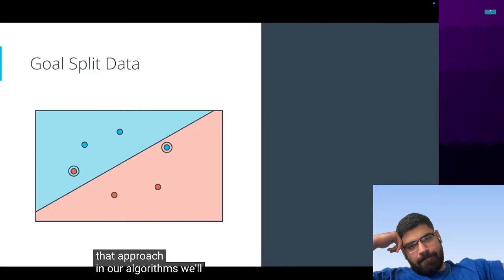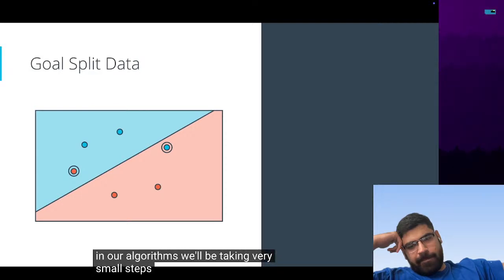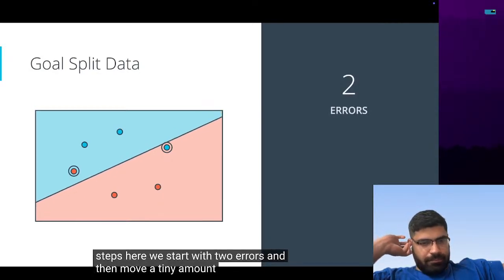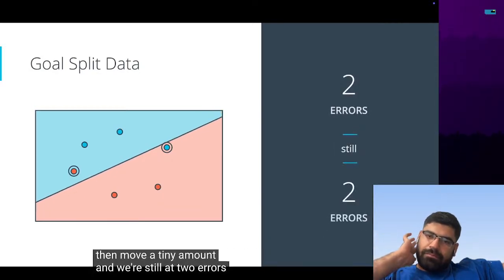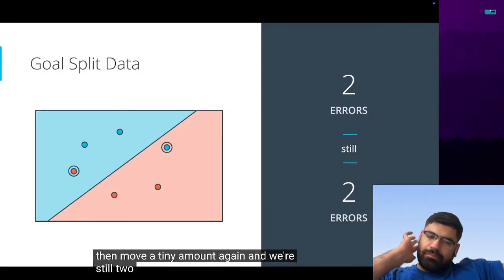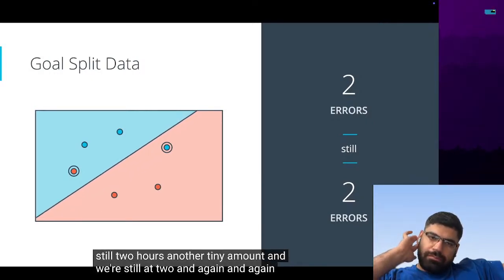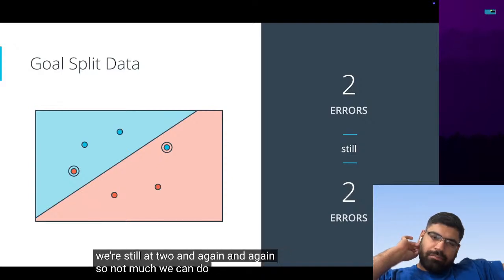In our algorithms, we'll be taking very small steps. And the reason for this is calculus, because our tiny steps will be calculated by derivatives. So what happens if we take very small steps here? We start with 2 errors, and then move a tiny amount, and we're still at 2 errors. Then move a tiny amount again, and we're still at 2 errors. Another tiny amount, and we're still at 2. And again and again. So not much we can do here.